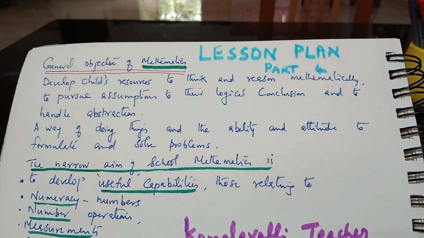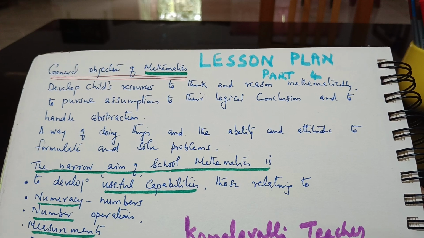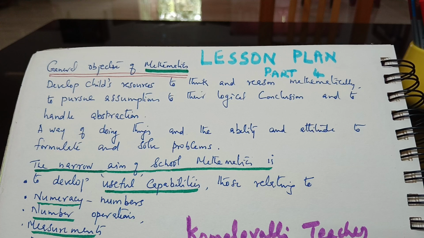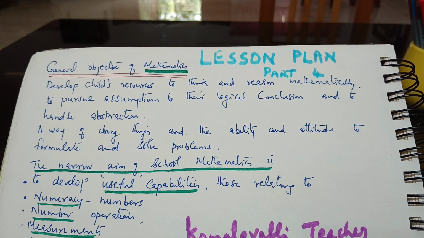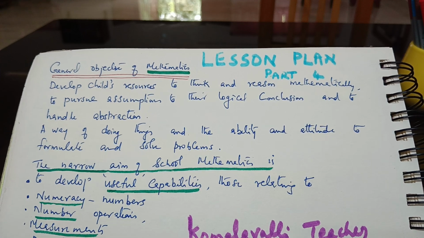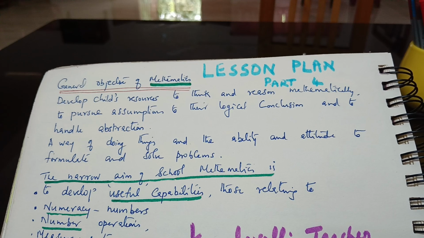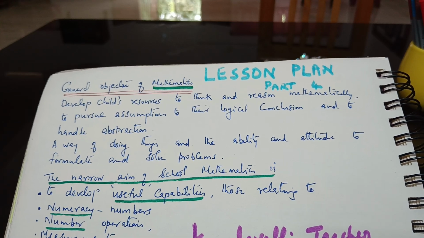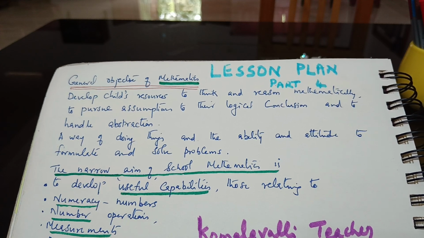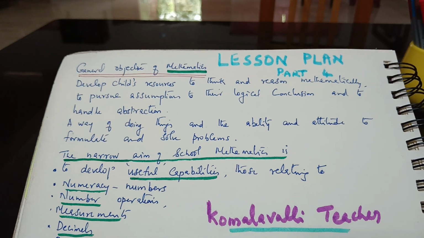So in the general objectives of mathematics, develop the child's resources to think and reason mathematically, to pursue assumptions to their logical conclusion, and to handle abstraction. So logical conclusion and to handle abstraction, a way of doing things and ability and attitude to formulate and solve problems.